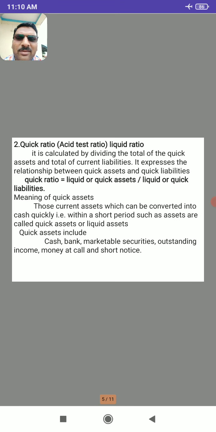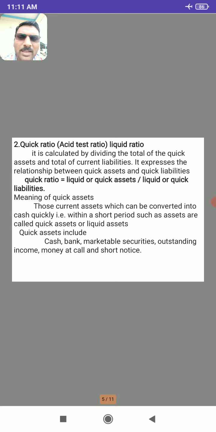Now we'll move to the second ratio, that is the quick ratio, which is also called the acid test ratio or liquid ratio. It is calculated by dividing the total of the quick assets by the total of the quick liabilities, so it expresses the relationship between quick assets and quick liabilities. In the first ratio we saw current assets and current liabilities. In this ratio we will study quick assets and quick liabilities. The formula is quick ratio equals quick assets divided by quick liabilities.